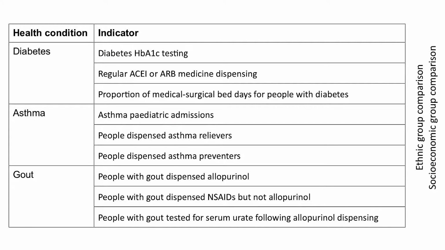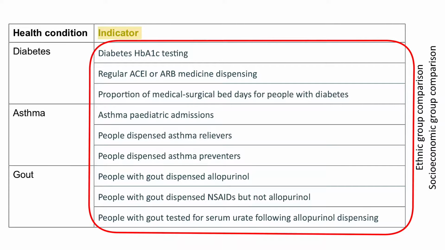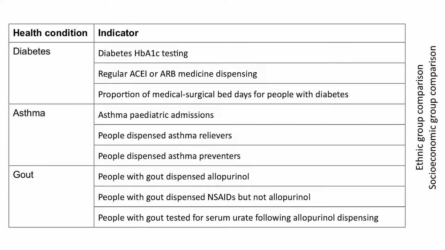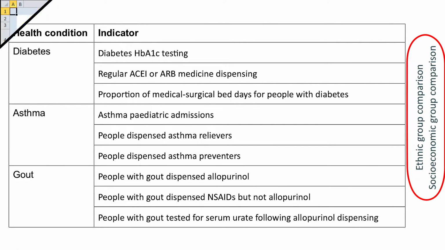The health conditions that are compared in the Equity Explorer are diabetes, asthma and gout. For each condition, 3 indicators are presented. There are therefore 9 indicators in total. Comparisons are made between 2 types of groups: ethnic groups and groups based on socioeconomic status or deprivation.